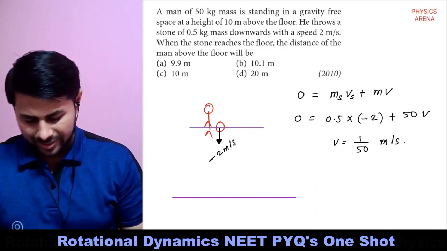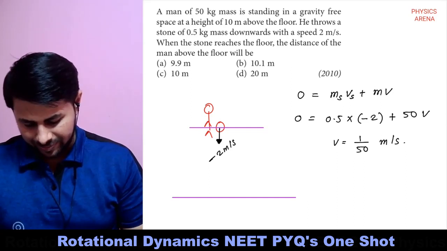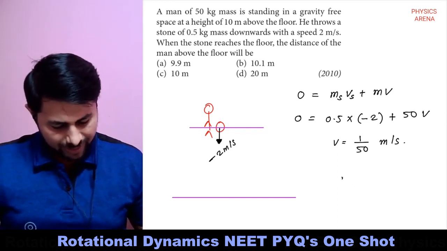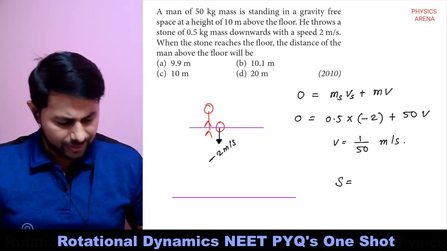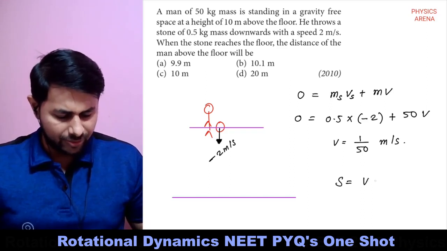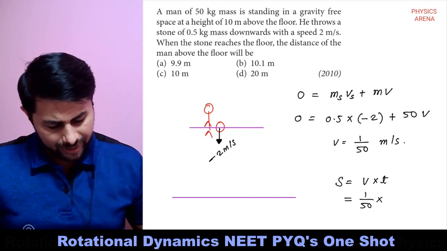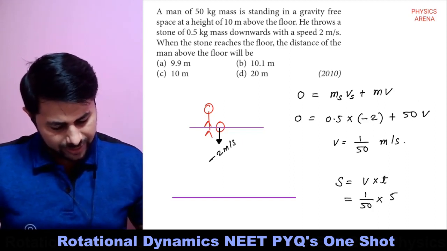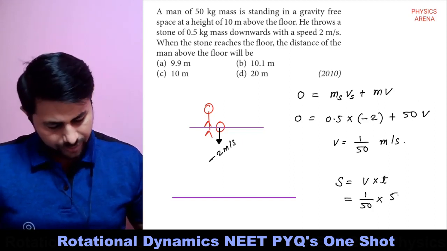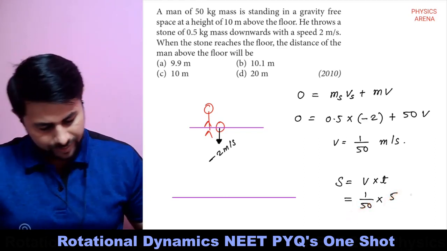So it will be the distance covered by man. Okay, so distance covered by man, suppose s, is equal to velocity of man multiplied by time. So that is 1 by 50 multiplied by time, which is 5 seconds. Okay, so 5 divided by 50 is 0.1.